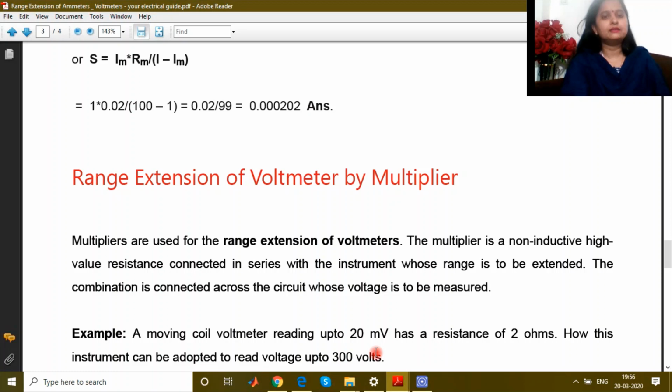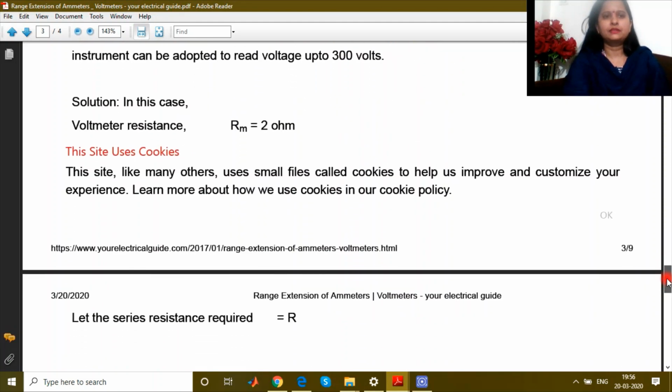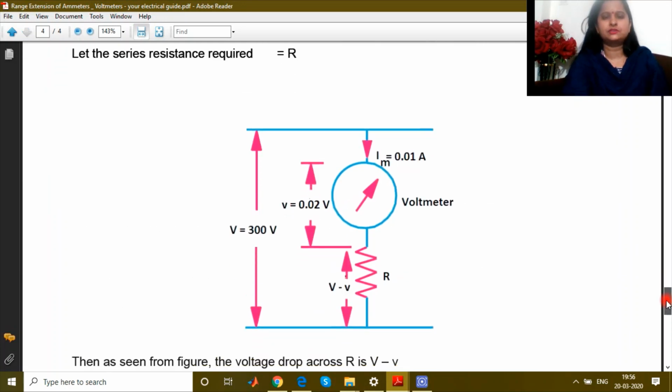So we have a voltmeter whose range or rating is only 20 millivolt, and we need to measure the voltage in a circuit or a load which is up to 300 volts. So we need to extend our range from 20 millivolt to 300 volts. So let's see how we can do it. We will connect a resistance in series with that voltmeter. Okay, why do we connect the resistance in series?